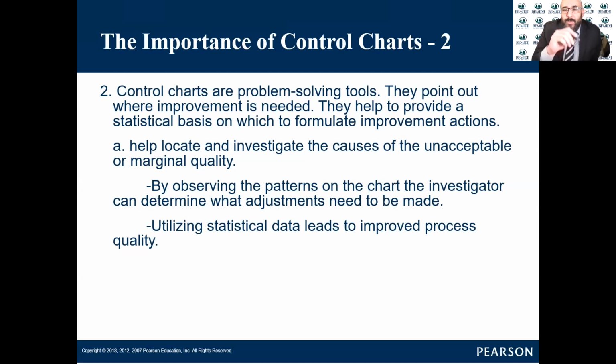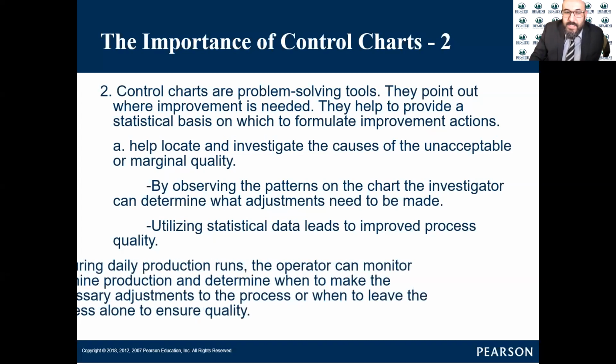So now, once we create the control chart, we will study it and look into the pattern. If there is a pattern like 5 points in a row going up or down, that means the process is out of control, and therefore you have to adjust the machine. So by looking into the pattern, you will be able to make the right decision. Utilizing statistical data leads to improved process quality. This is what we're looking for.